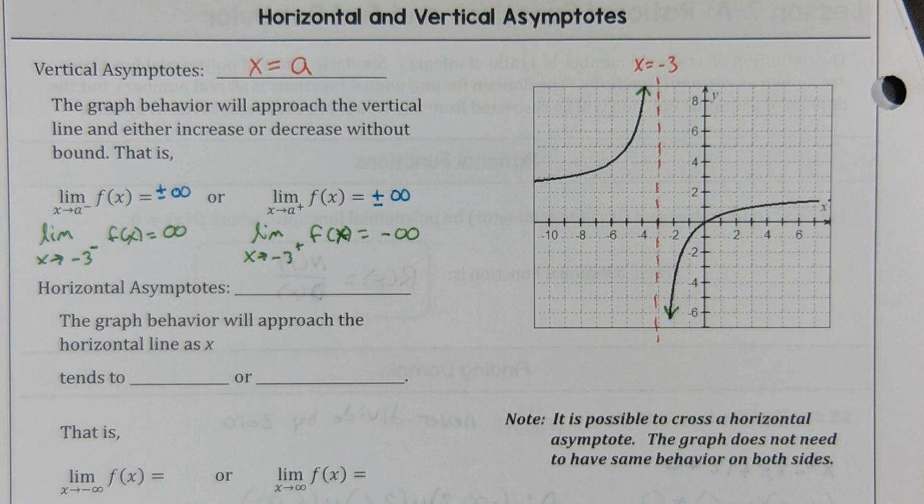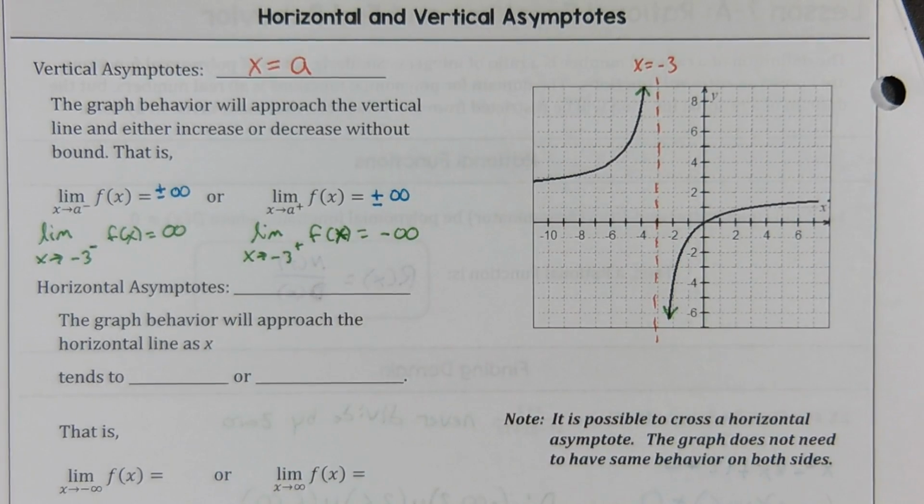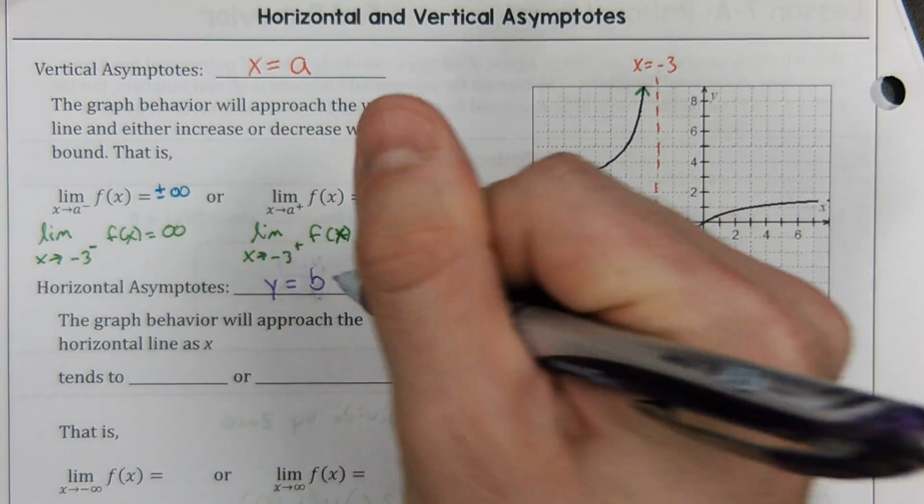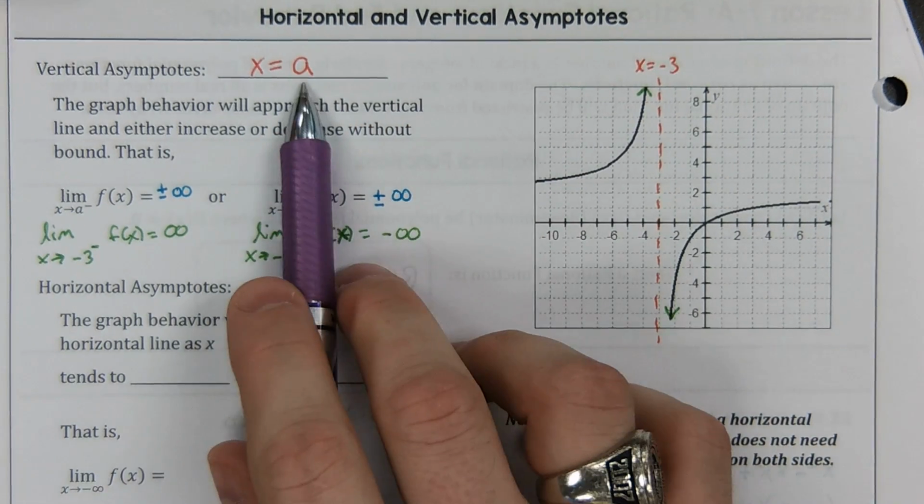Now, just like all vertical lines have a similar style of equation, all horizontal asymptotes have a similar style of equation. All vertical lines are x equals a number. All horizontal lines are y equals a number. We can't say A, so let's just say B. We can't say A because we already used A.